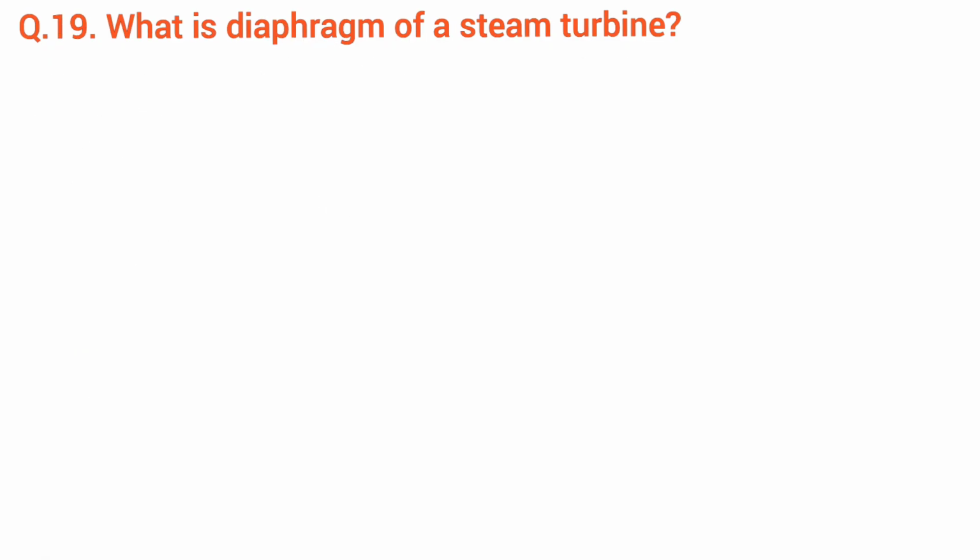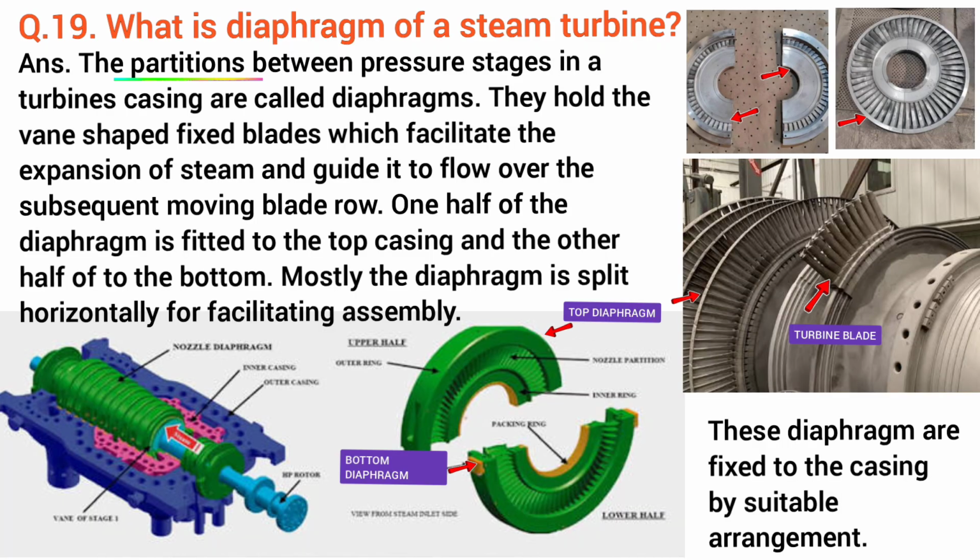What is diaphragm of a steam turbine? The partitions between pressure stages in a turbine's casing are called diaphragms. They hold the vane-shaped fixed blades, which facilitate the expansion of steam and guide it to flow over the subsequent moving blade row. One half of the diaphragm is fitted to the top casing and the other half to the bottom. Mostly the diaphragm is split horizontally for facilitating assembly. These diaphragms are fixed to the casing by suitable arrangement.